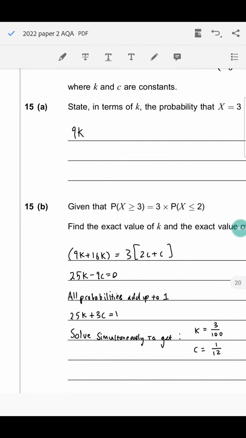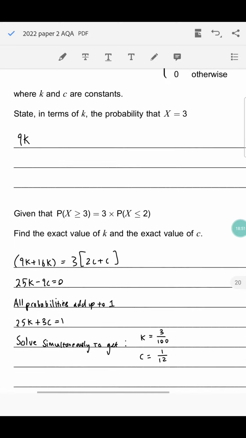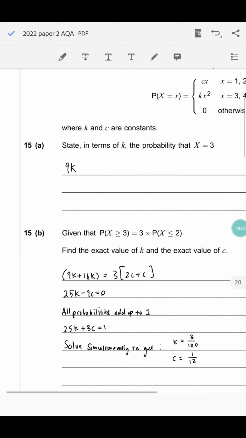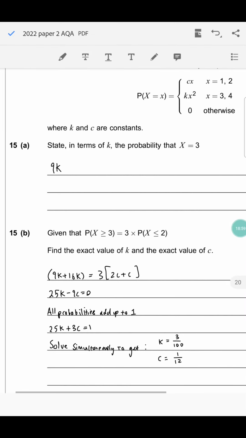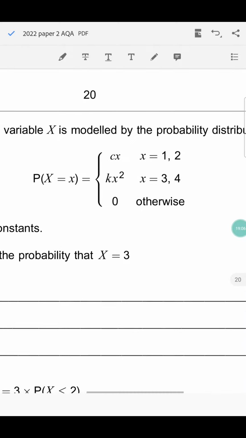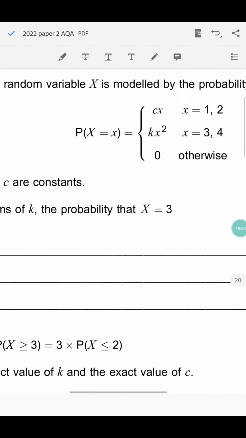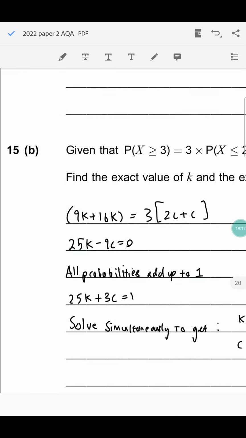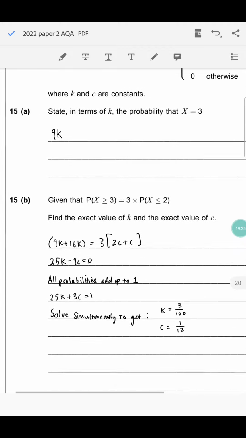And then for 15b, we know that the probability of x being greater than or equal to 3 is going to be the values of 3 and 4. So if we plug that in, we should get 25k, and that's equal to 3 lots of the probability of x is less than or equal to 2, which is 1 and 2. So that's going to be 2c plus c, which is 3c. So if we simplify that, we get 25k minus 9c equals 0. I put this into this form because we can use our equation solver afterwards for simultaneous equations.